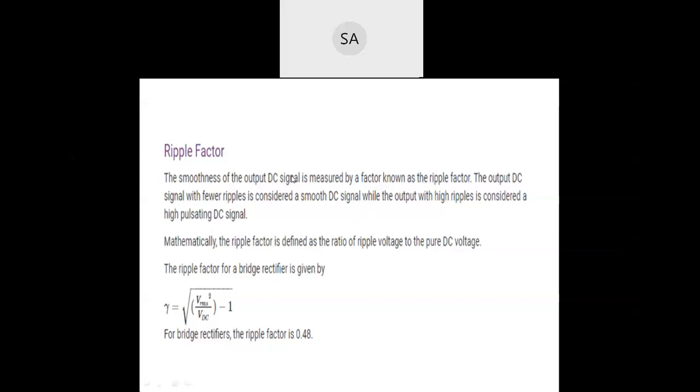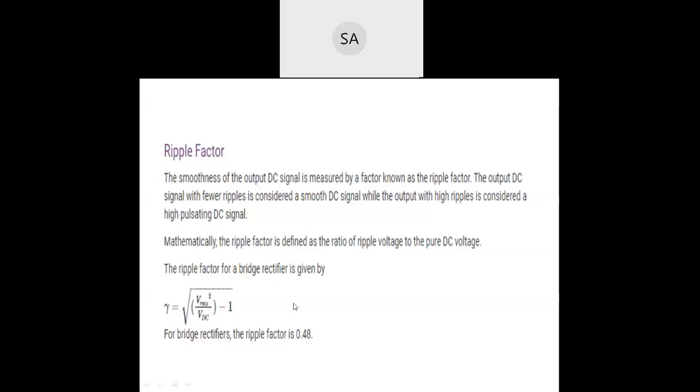For the rectifier efficiency, it is the DC output power divided by the AC input power. The DC output PDC is equal to IDC square into RL, and the AC input power is equal to I square RMS into RF plus RL, or here you can take 2RF plus RL. So you will get the efficiency of the full wave bridge rectifier as 81.2 percent. The maximum efficiency of full wave rectification is 81.2 percent.